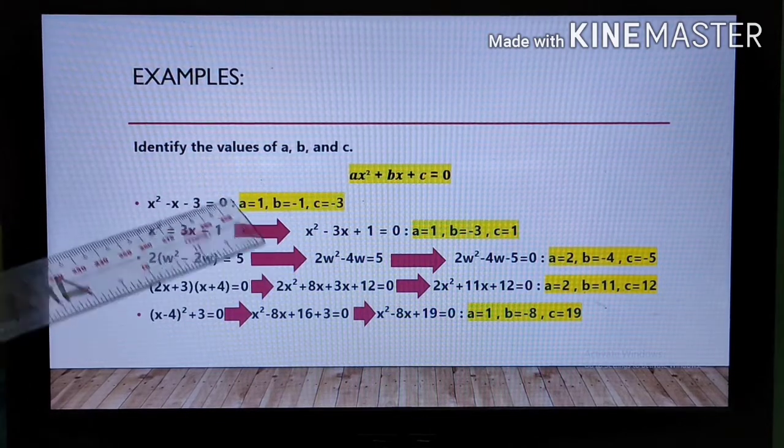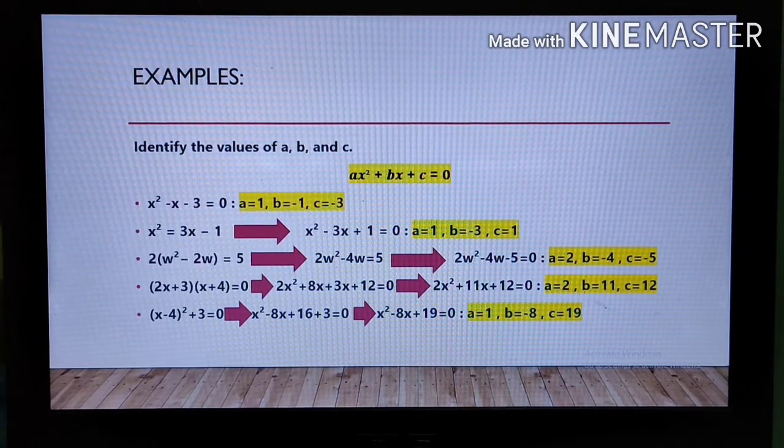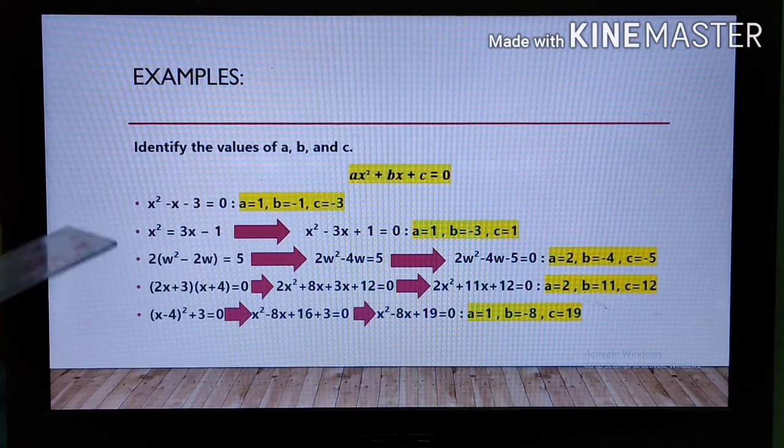By the way, kung ano yung operation na nasa katabi ng number, yun din yung sign ng number. Then, if you are going to identify A, B, and C, wag mo nang kopyahin yung variable, only the coefficient. If you have questions regarding how to identify the values A, B, and C, just comment down below.